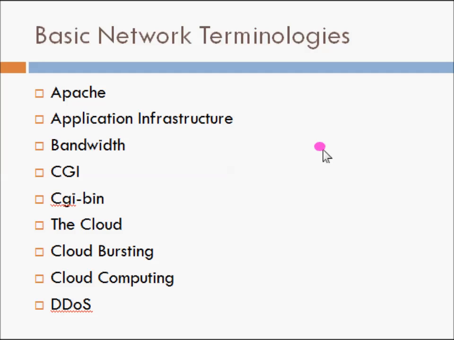Next is bandwidth. Bandwidth is the amount of data that can be transmitted at a given moment to a server. The higher your bandwidth, the larger amount of traffic your site can handle at one time. Next is CGI, short for Common Gateway Interface, a small script that processes data taken from the user, such as a form of application. And next is the CGI bin, the directory on a web server where CGI scripts are stored.